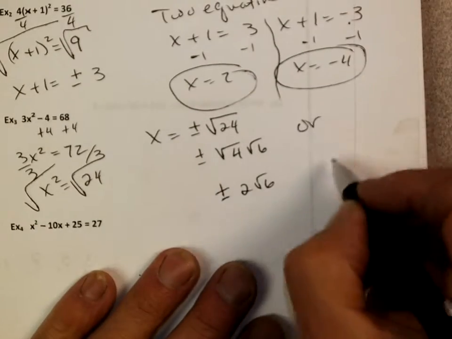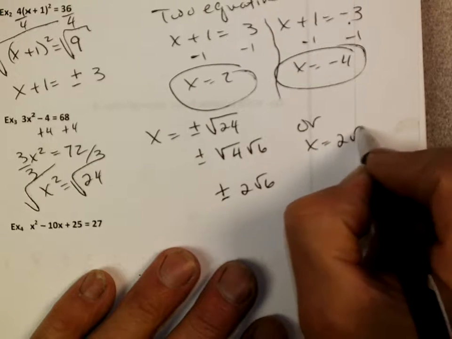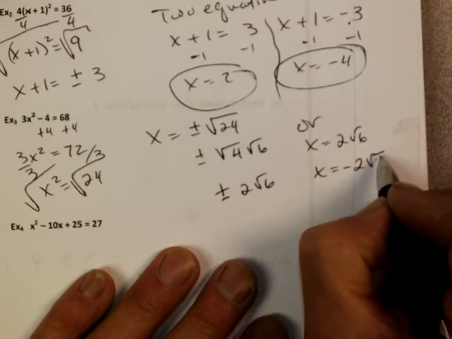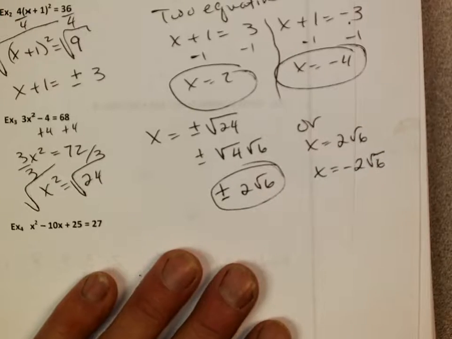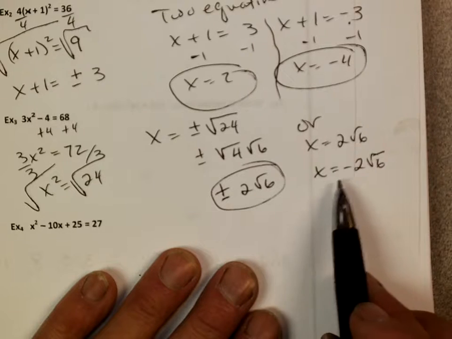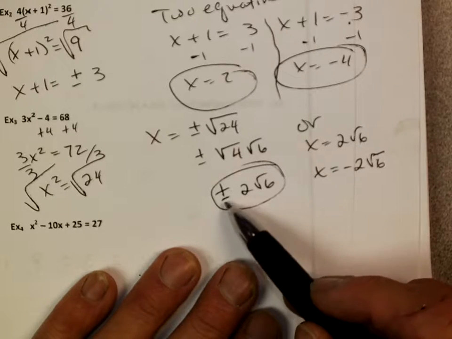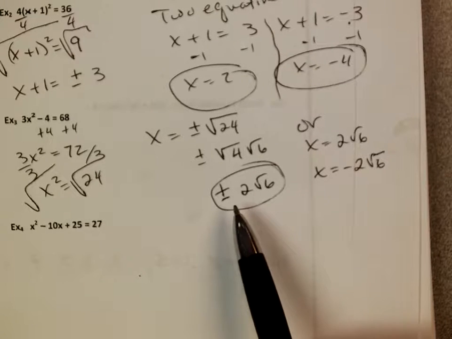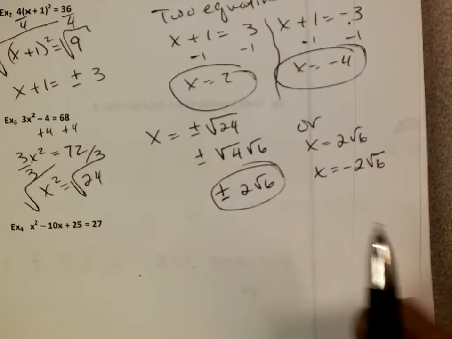Or if I wanted to get fancy, I could say x equals 2 square roots of 6 and x equals negative 2 square roots of 6. But that's easier to write. You agree? That says both of them. It says a positive 2 square roots of 6 and it says the negative. So if I write it as plus or minus, it's just telling me both of them. But I don't have to write it again, right? Do you like that way better? That's a little easier to write. It means both of them, okay?